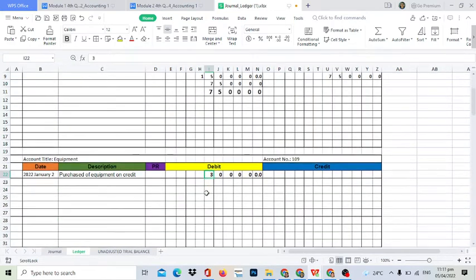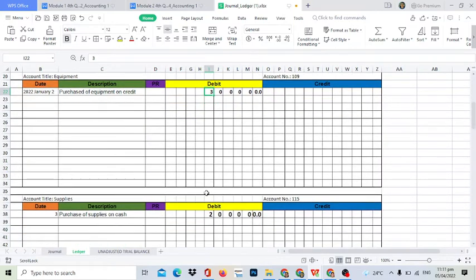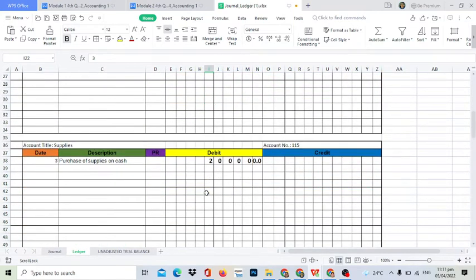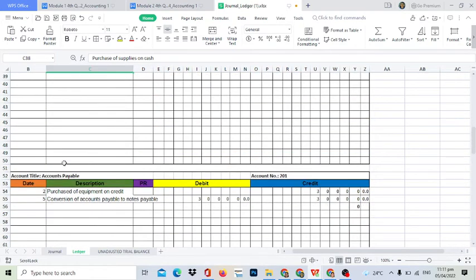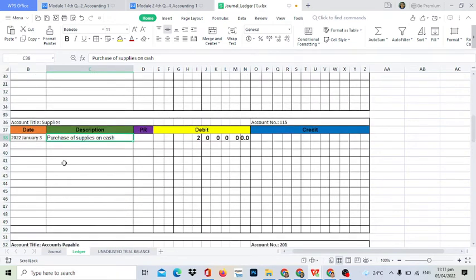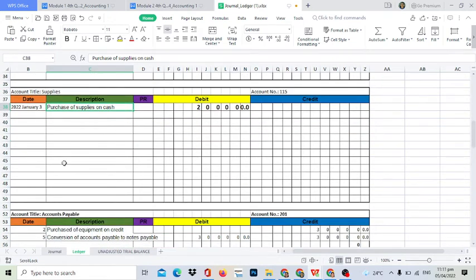The debit side. Okay, next, same with the sa supplies, ganun din po, January 3. Again, pwede po natin ulitin yan, yung year, and then yung month. Okay, so January 3 is purchase of supplies on cash under debit. After po ng assets, proceed na po tayo sa liabilities.